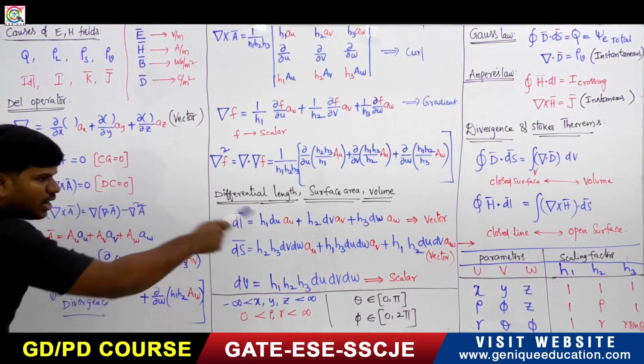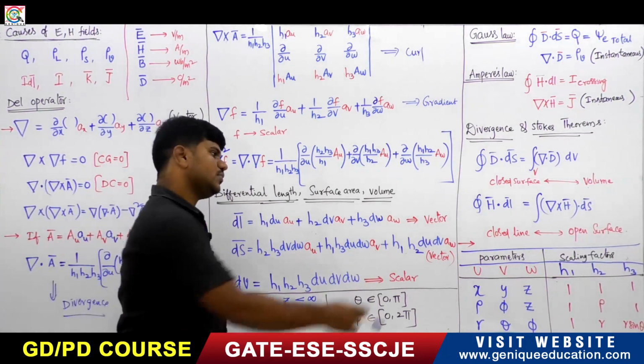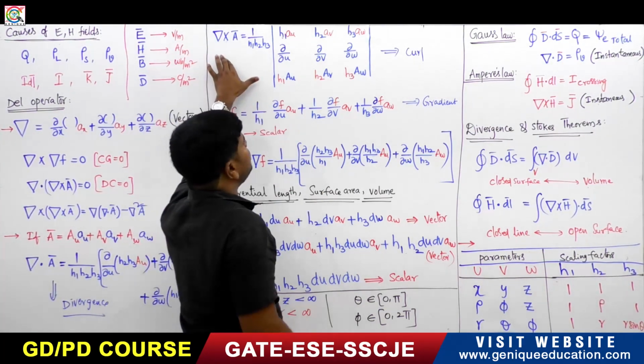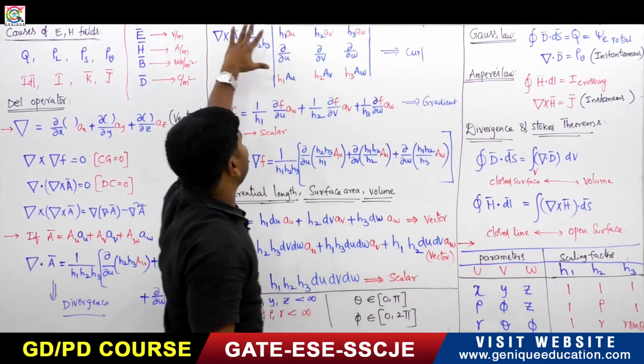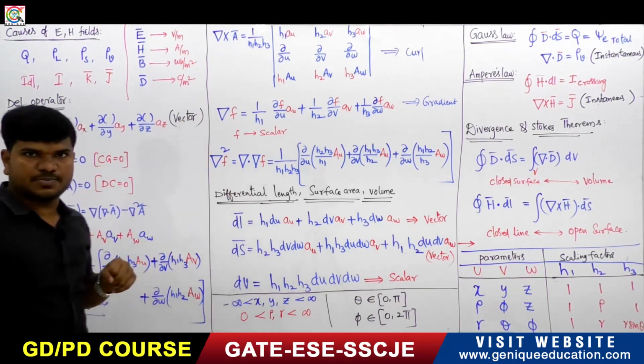Similarly, I can also write this divergence operation for the spherical coordinate system. Here there is also a curl operation. So I can use this generalized formula for all three coordinate systems.